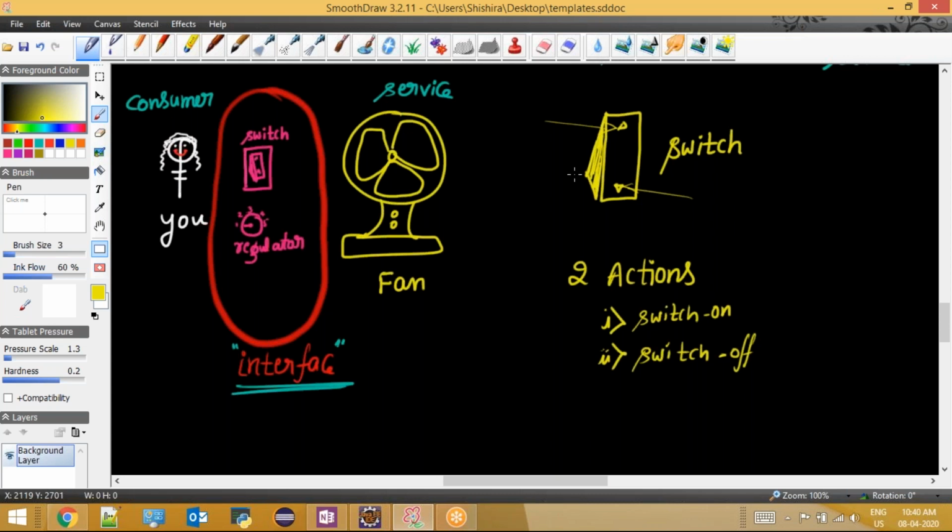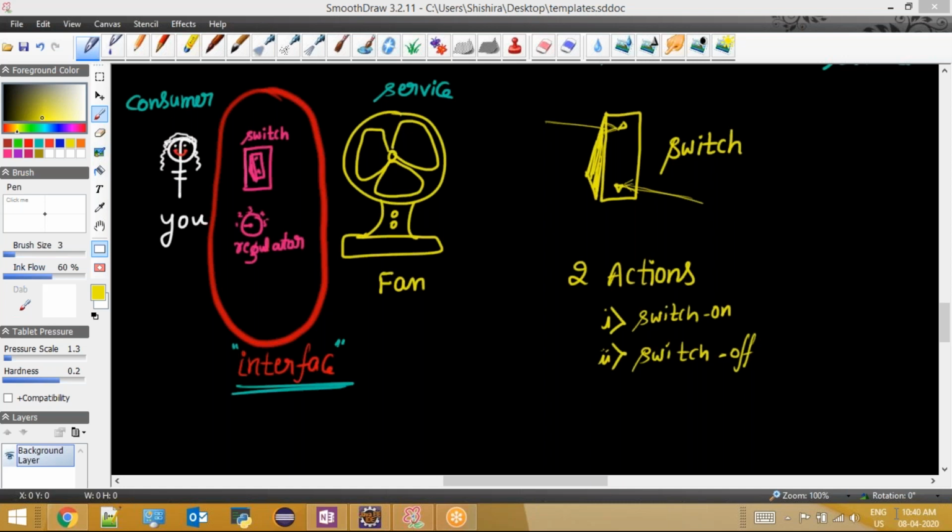Independent, one switch is there. Try to understand it. So there is no fan, only the switch is there. Now in this switch, when you perform an action called switch on and switch off, do you think something happens? Please answer in the chat window. Do you think something is going to happen? No, definitely not. Why? Because it's not connected to the fan.